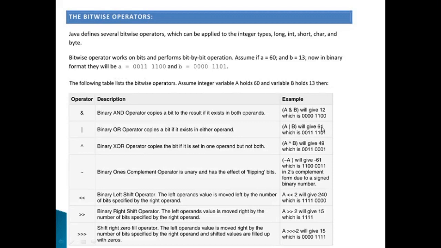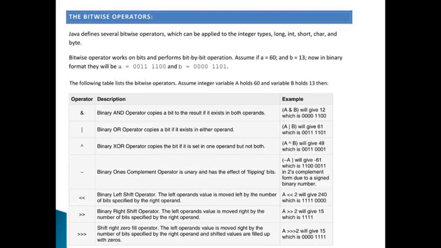So what integer will we get? We will get 61. So 61 is the result of A ORing with B. Now there is another operator known as the binary XOR operator that copies the bit if it's set in one operand but not both. What is XOR, you might be knowing: suppose there are two bits 1 and 0, then 1 XOR 0 gives 1, 0 XOR 1 gives 1, but 1 XOR 1 gives 0, and 0 XOR 0 gives 0.